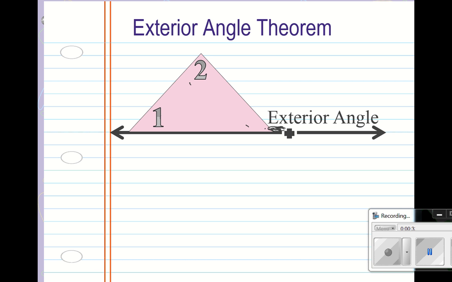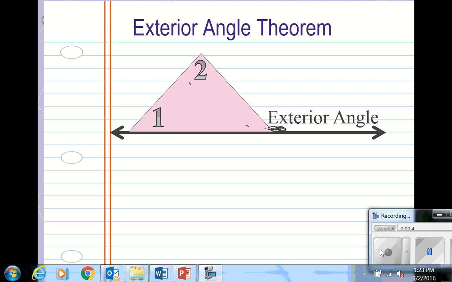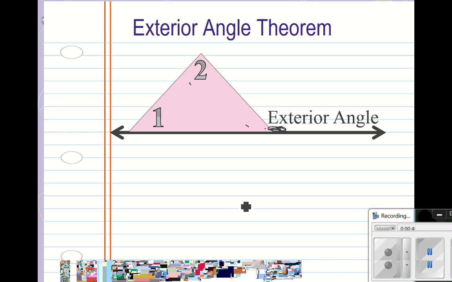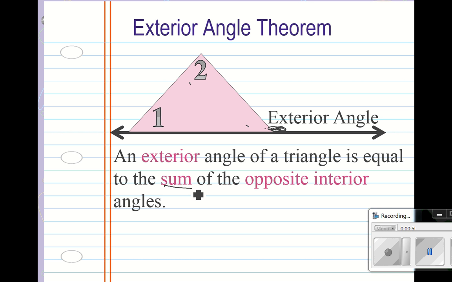So please draw and label your picture, and then we're going to talk about a proof that we could do to show that the exterior angle theorem is correct. What the exterior angle theorem says is that an exterior angle of a triangle is equal to the sum of the opposite interior angles. So please highlight or underline the pink words that I have up here because those are the important parts of your definition.